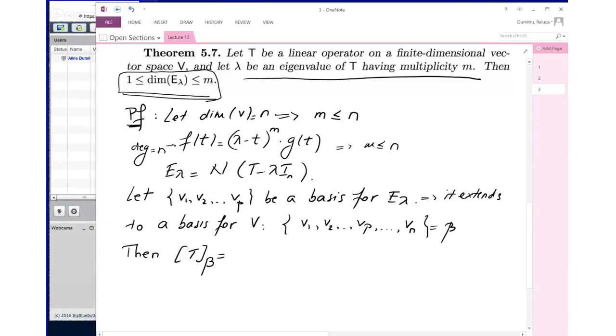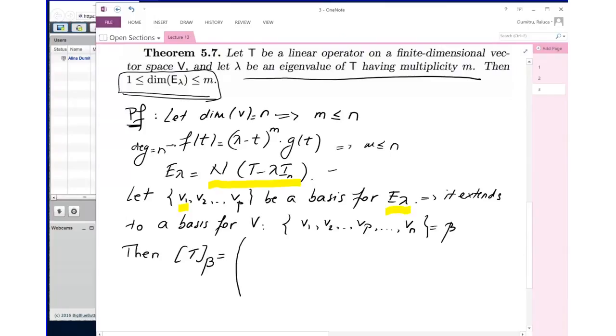What do you think the matrix of T in this basis beta will be? Because from here, I'm going to use this basis to compute the matrix that I'm going to put into the determinant to find the characteristic polynomial, and that will solve the problem completely here. So I want the matrix of T in this basis beta. Well, if you apply T to V1, what happens? V1 was part of E lambda. What happens in E lambda? T of something in E lambda is lambda times that something.